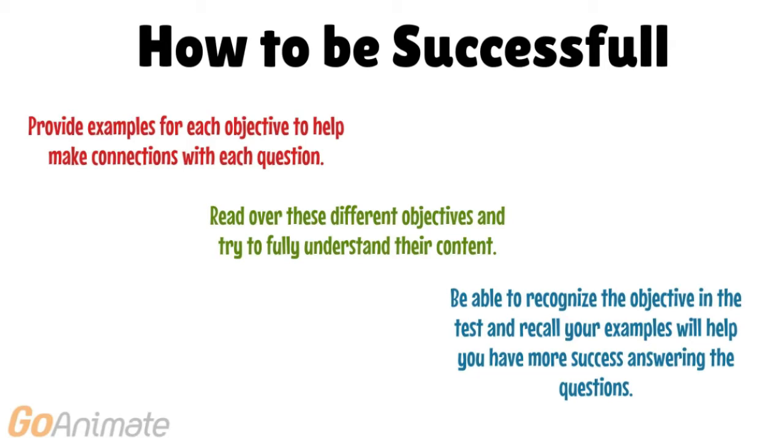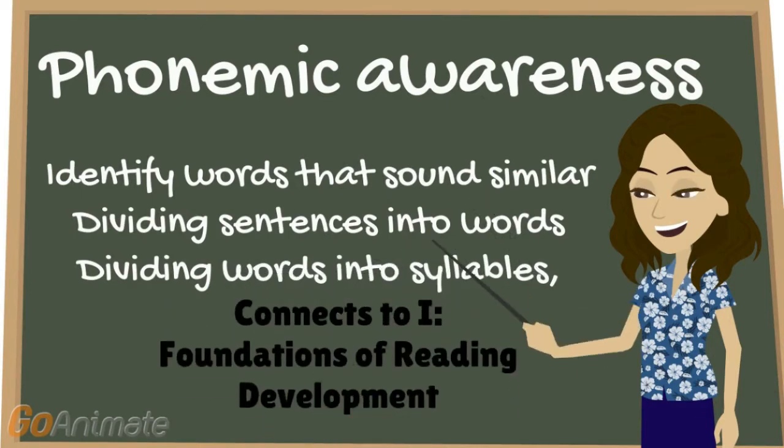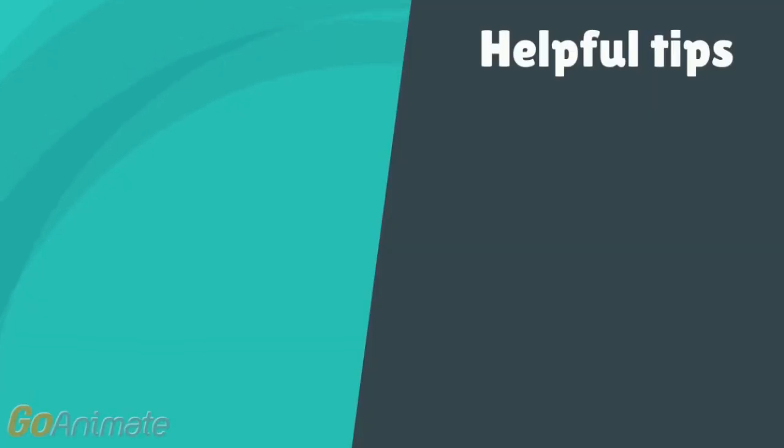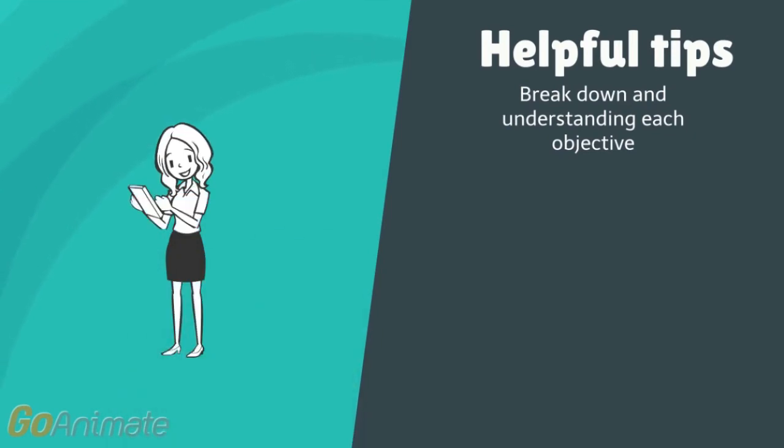For example, Tracy mentioned several steps to follow for phonemic awareness, which are identifying words that sound similar, dividing sentences into words, dividing words into syllables, and etc. This would be a great connection to make with Sub-Area 1, Foundations of Reading Development. Having a breakdown and better understanding of each objective will help you recall the information easier for the exam.